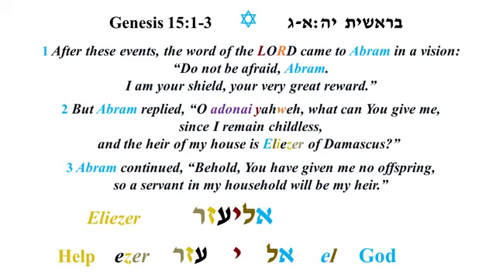Genesis 15, verses 1, 2, and 3. It says, after these events, the word of Yahweh came to Abram in a vision. Do not be afraid, Abram. I am your shield, your very great reward. But Abram replied, O Adonai Yahweh, what can you give me since I remain childless? And the heir of my house is Eliezer of Damascus. Abram continued, behold, you have given me no offspring, so a servant in my household will be my heir.